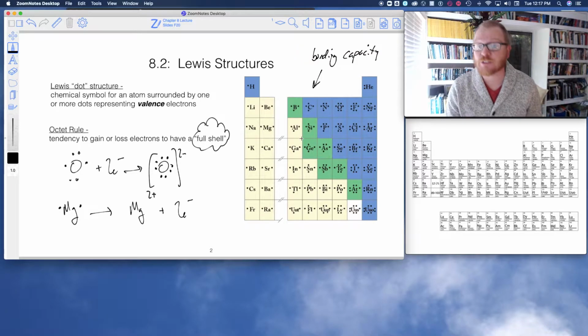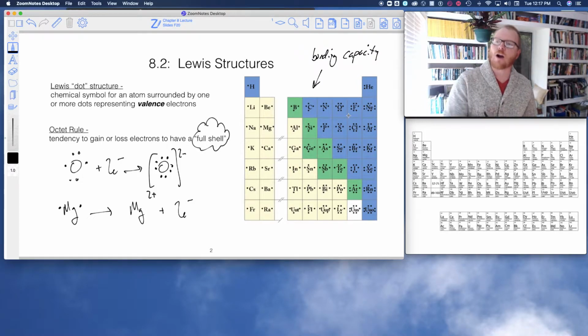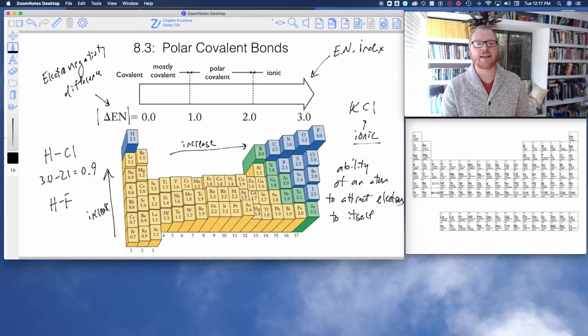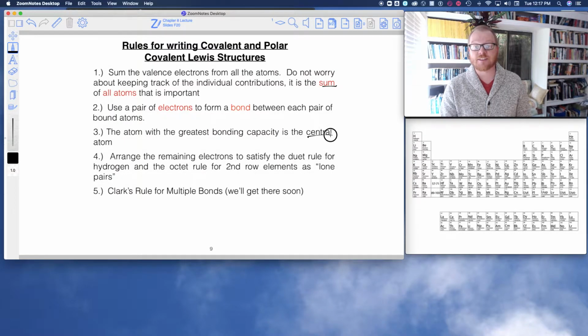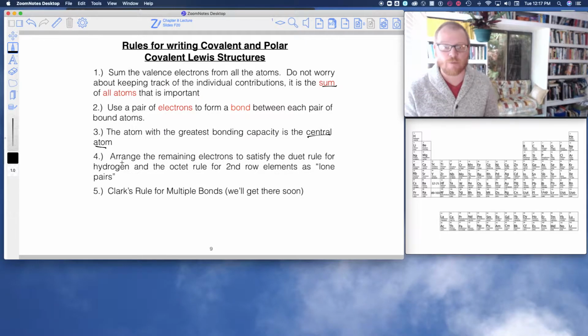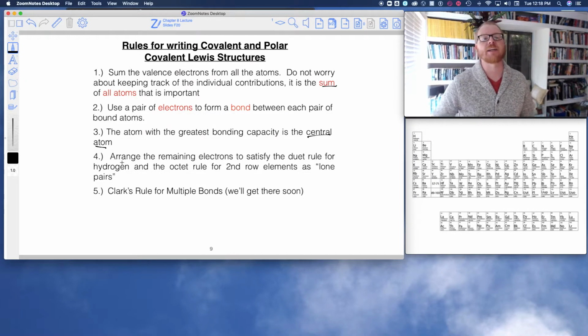Carbon only has 4 valence electrons. It can take 4 more. Fluorine has 7 valence electrons. It can only take 1 more. So carbon has the larger bonding capacity than fluorine, and that is the atom that's going to be the central atom. Whichever one in the pair, when you're making your molecule with your Lewis structure, the one with the greatest bonding capacity will be the central atom.